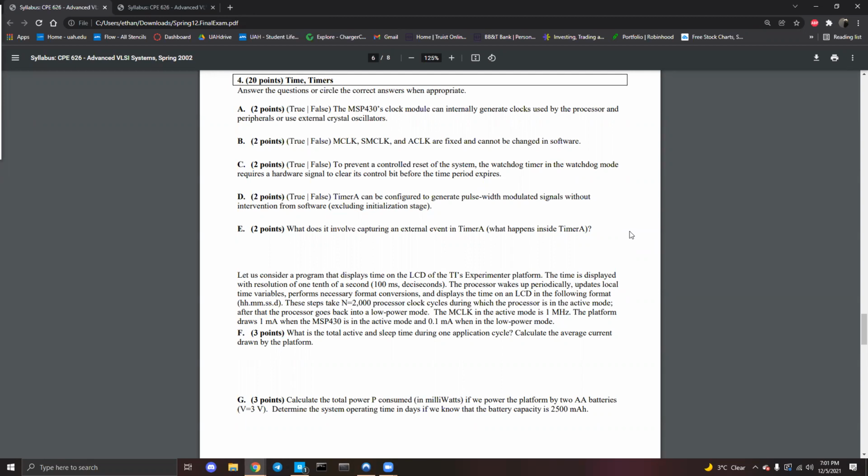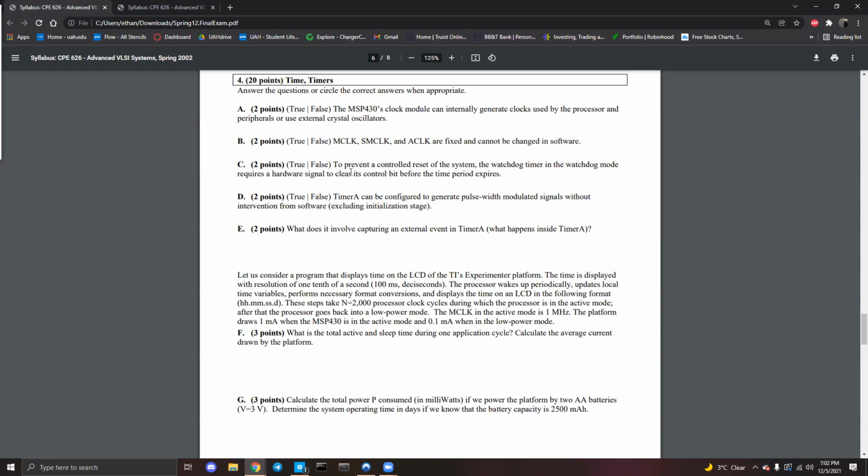Then there's B, which is asking about these little clocks. So main clock, sub-main clock, and auxiliary clock are fixed and cannot be changed. That's a false. Baloney. That's big baloney. The whole purpose of the clock module is that you can change them. If it only had the external oscillators, then there'd be a little bit of a problem there. But it doesn't. It's got the module.